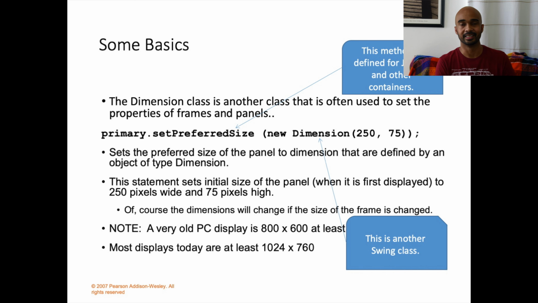Again, we explored the Dimension object previously, but here we're explicitly telling you that you can create your own Dimension objects and pass them to panels, to JLabels, to whatever can be resized. Dimension objects usually have the form width, height, and in this case, we're setting the dimension to 250 by 75, and that's in pixels.